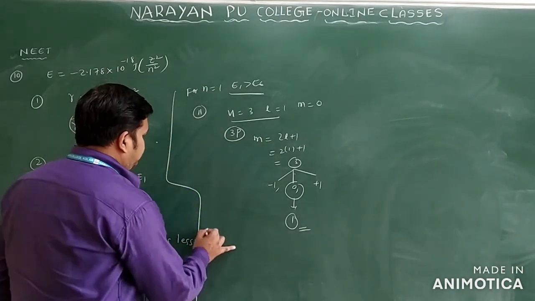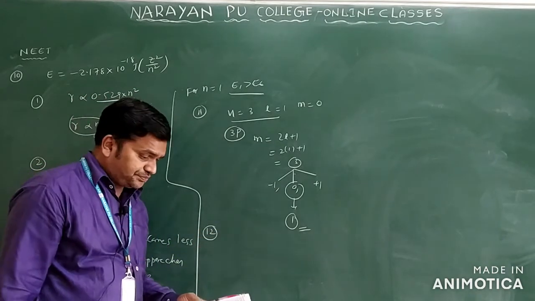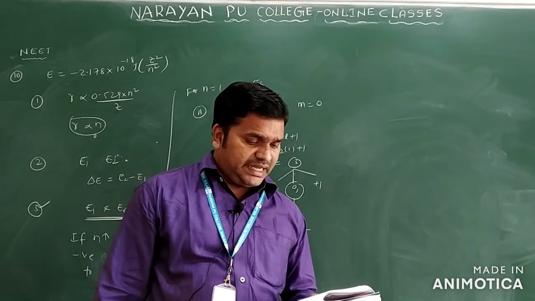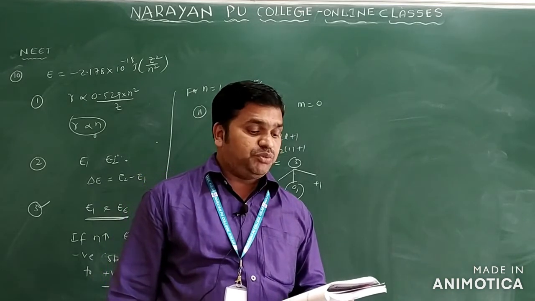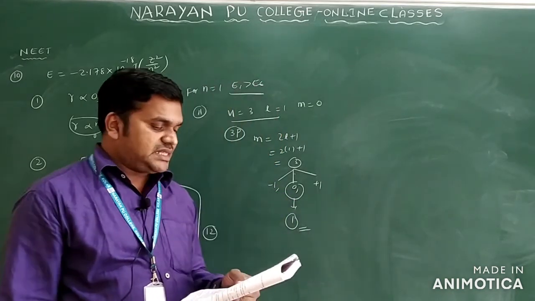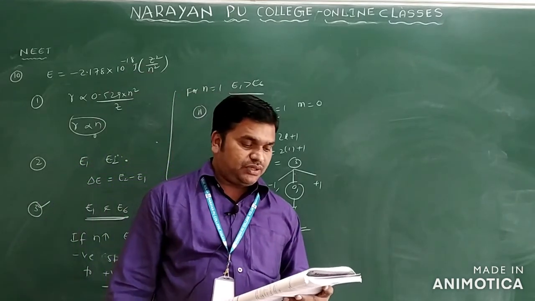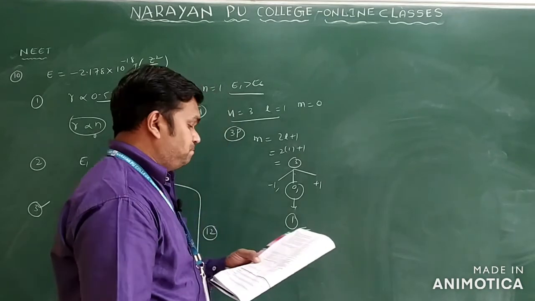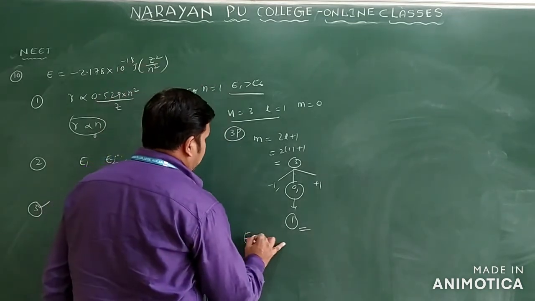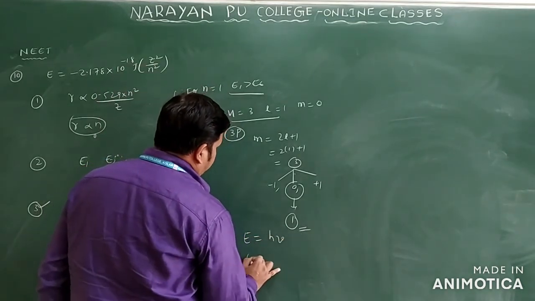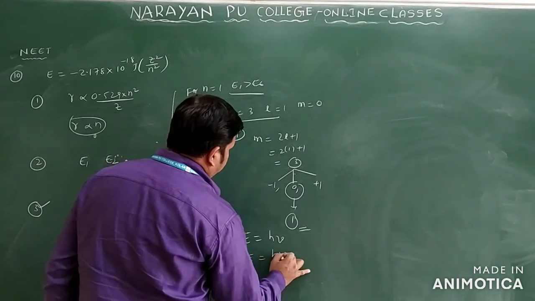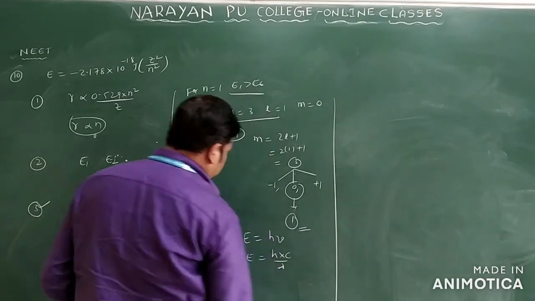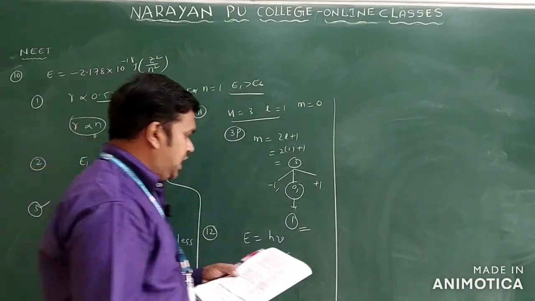Next you can see, question number 12. Calculate the energy in joules corresponding to the light of wavelength 45 nanometers. Planck's constant is given as 6.6 × 10^-34 and the speed of light is given. We can find out the energy here. You know one formula: E = hν, E = hc/λ. Clear? So substitute the values we have.